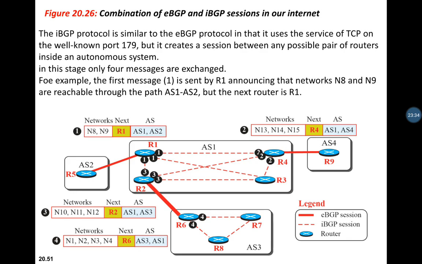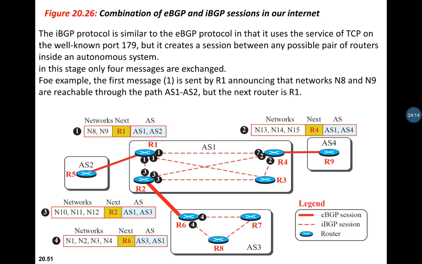Now, in other words, each router needs to advertise its own reachability to the peer in a session instead of flooding what it receives from another peer in another session. So only 4 messages are exchanged here in this figure. Here also, the first message is sent by R1 announcing that N8 and N9 are reachable through the path AS1 to AS2. The next router is R1. This message is sent through separate sessions to R2, R3 and R4.